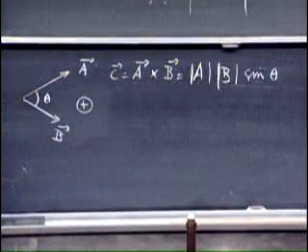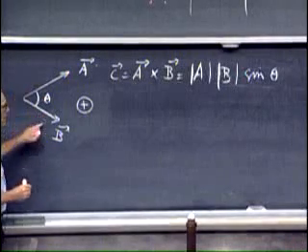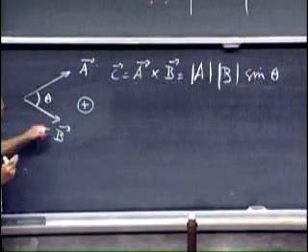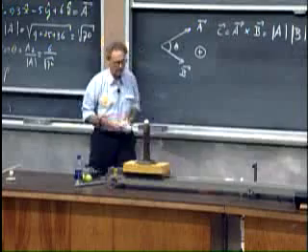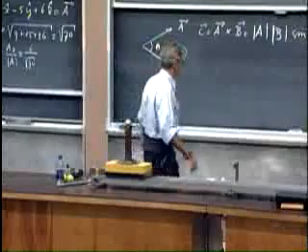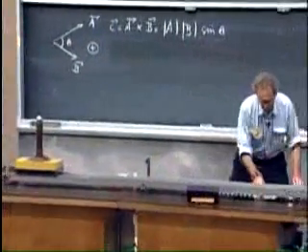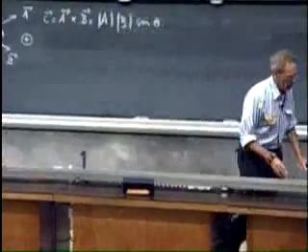A cross product is always perpendicular to both A and B, but it leaves you with two choices. It can either come out of the blackboard or it can go in the blackboard. And I just told you which convention to use. And I want to show that to you in a way that may appeal to you more.